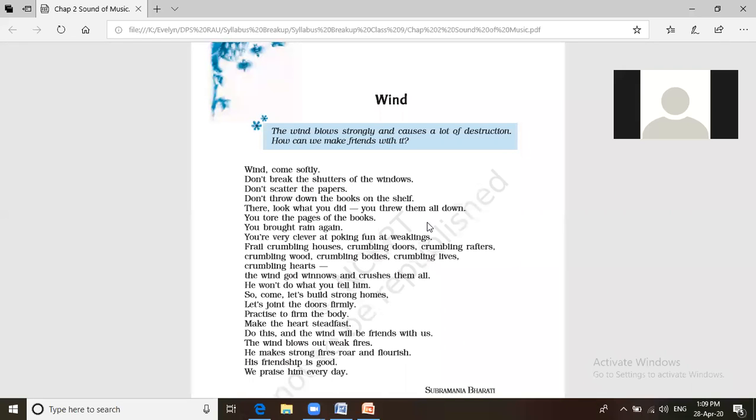Now the next four lines, from there, look what you did, to poking fun at weaklings, right? Yes.